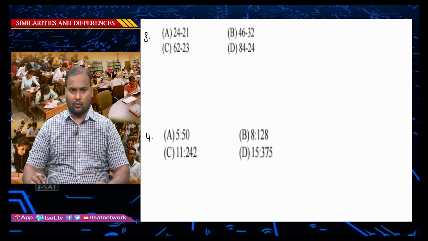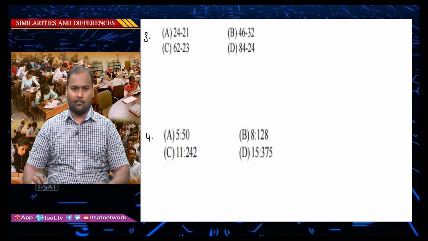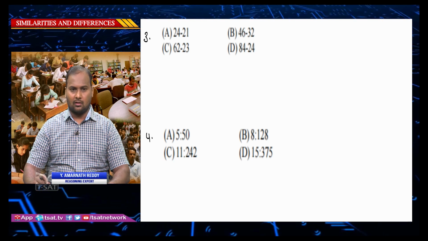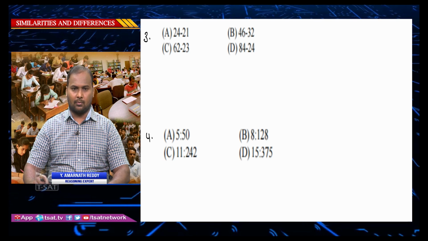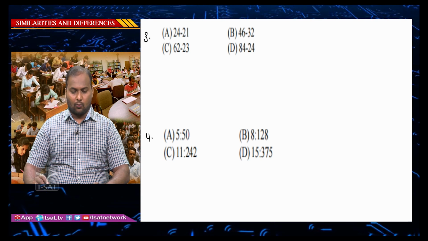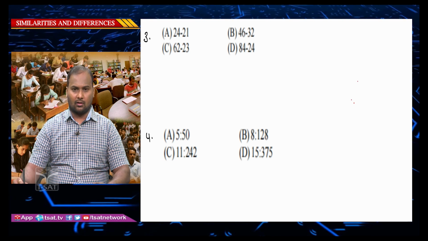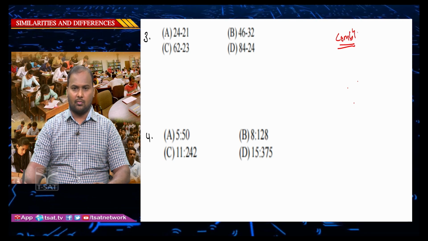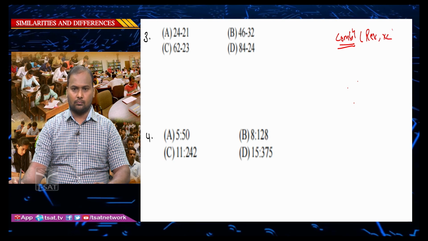If you see the numbers here: 24, 21, 46, 32, 62, 23, 84 and 24. What you need to do here is see the range of numbers, and check whether squares, cubes, multiplications, common factors, sum of digits or multiplication of digits is possible. Check that first. That is very much important. Once you've done this, if you see the logic here, the logic is based on combination. So what is the combination here? The combination here is first reversing and then multiplying by 2. So this is the logic.